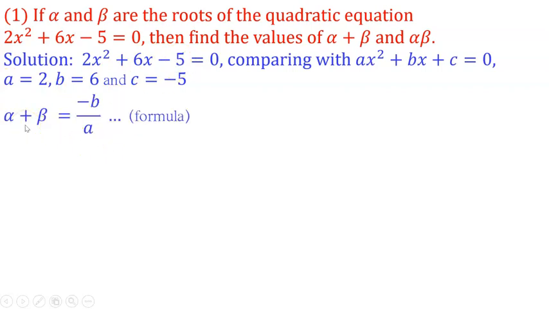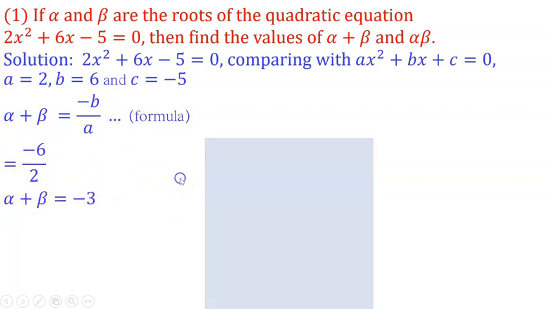Alpha plus beta. Formula, the sum of the roots, is minus b upon a. This is the formula. Substitute the value. b is 6, so minus 6 upon a, which is 2. Therefore alpha plus beta is minus 3.